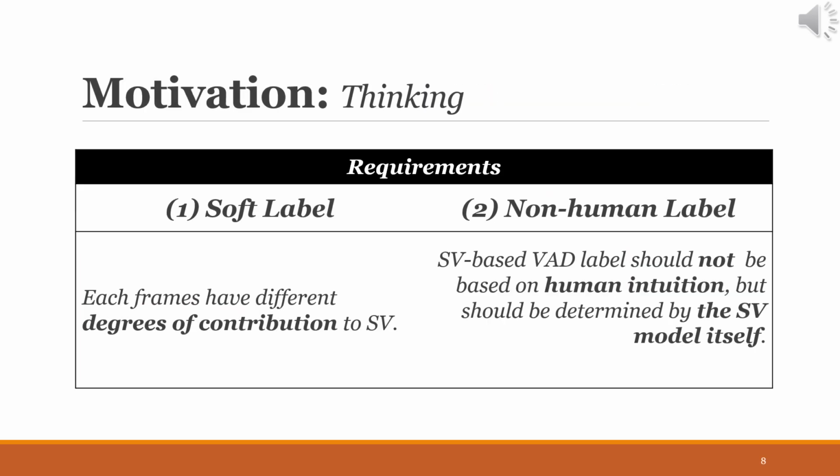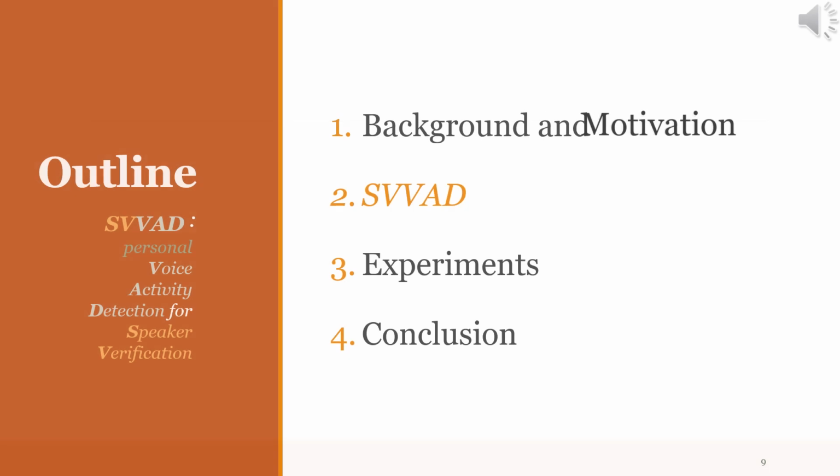In summary, we need to design a new VAD that meets two requirements. First, VAD labels should be soft labels, not hard labels, because each frame has a different degree of contribution to speaker verification. Second, this VAD label cannot be based on human intuition, but should be decided by the speaker verification model itself. With this in mind, we designed a new VAD framework called SVVAD.